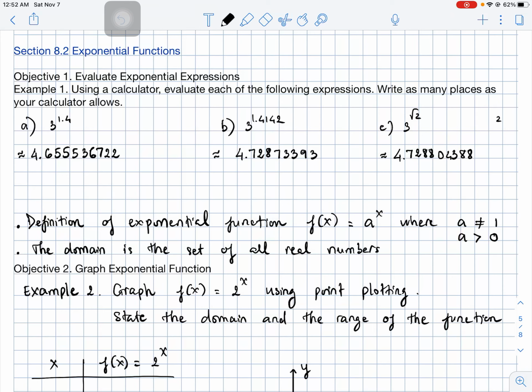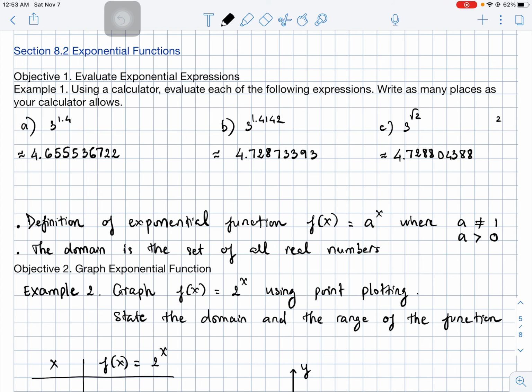Section 8.2 Exponential Functions. Objective 1. Evaluate exponential expressions. In example number 1, we have 3 problems A, B, C. I wrote down the answer and the problem. So can you please use a calculator and calculate, for example, part A, 3 exponent 1 over 4. And then check the answer to see if you get it right. That means you know how to use a calculator to evaluate exponential expressions.